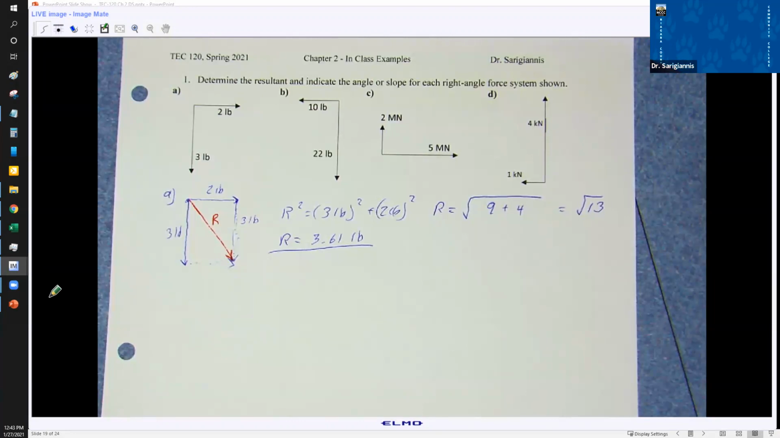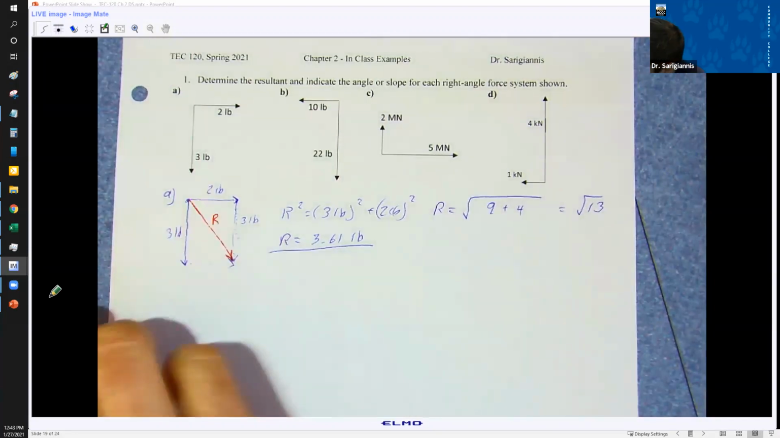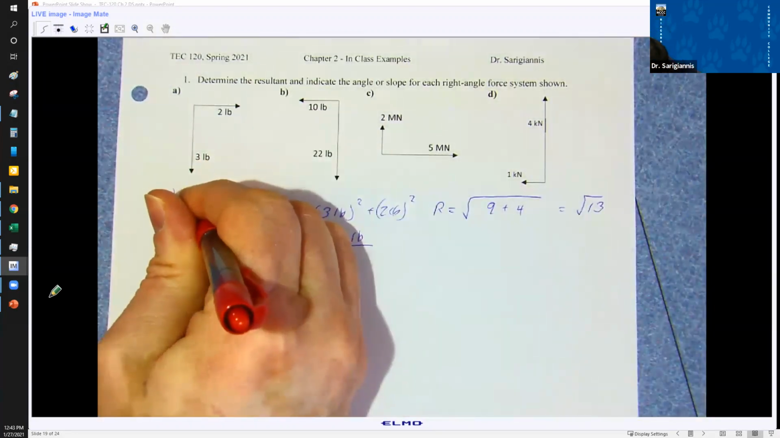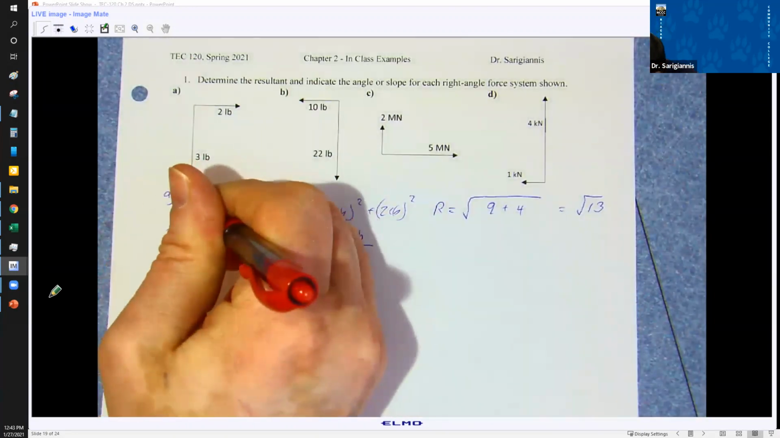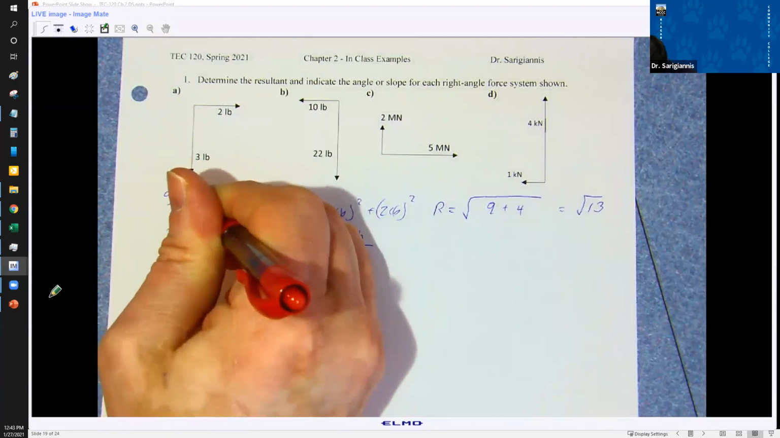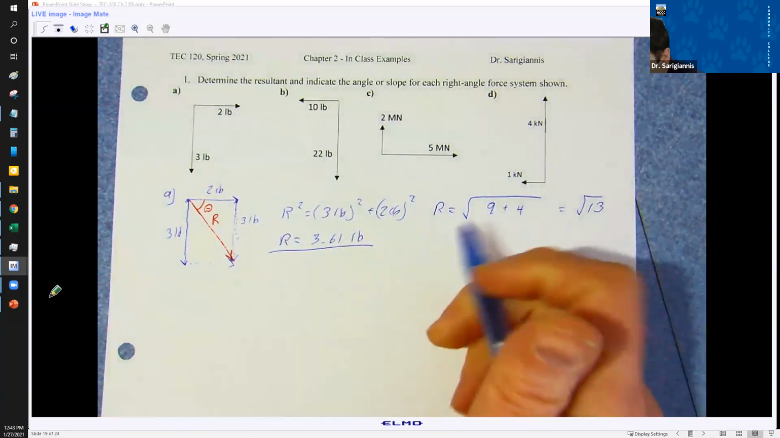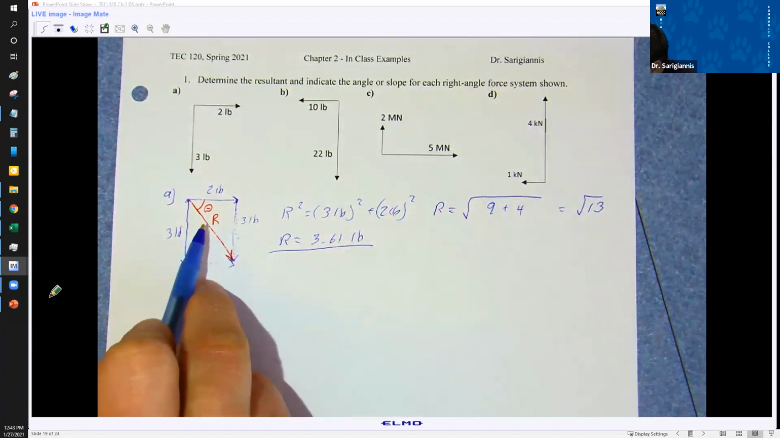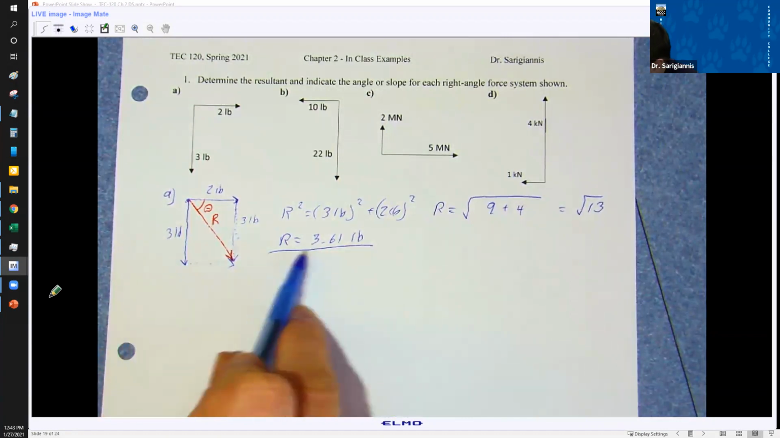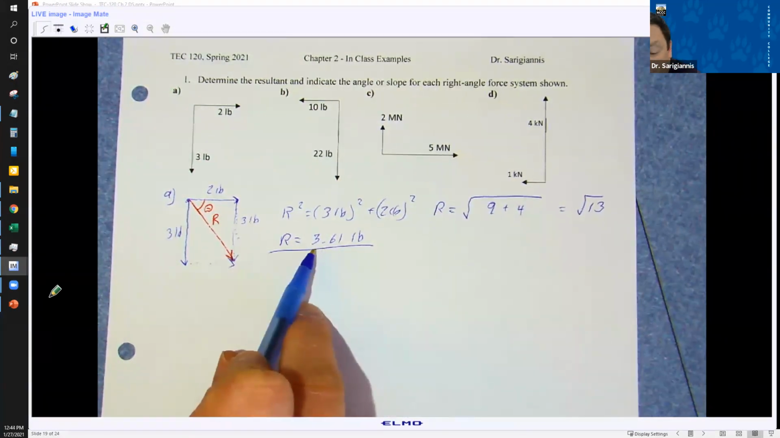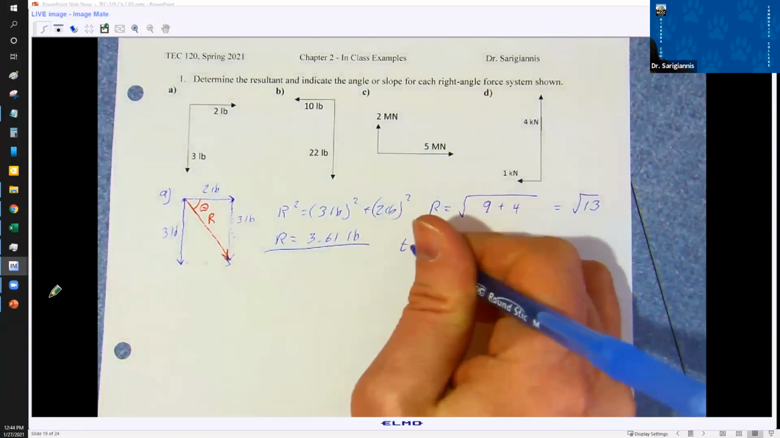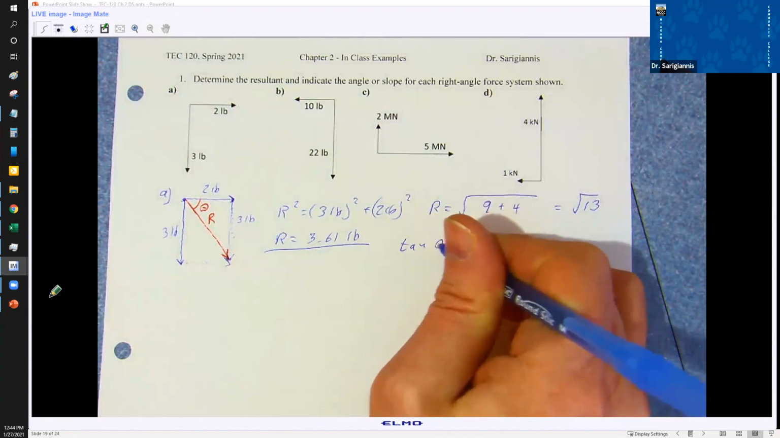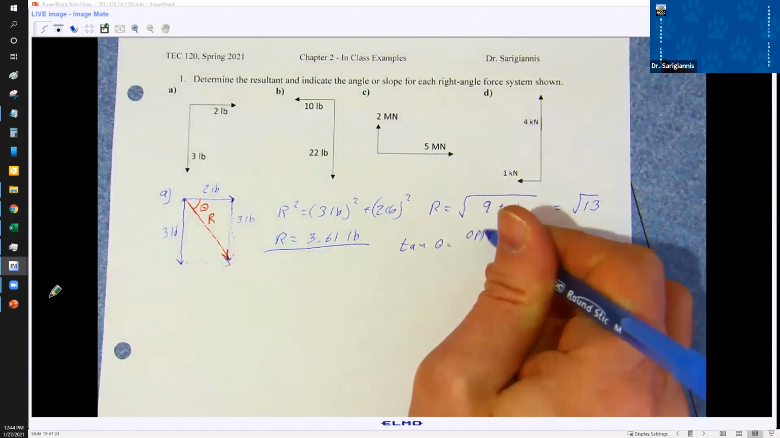There are a few different ways to specify this. I'm going to look for the angle here, and I'll call this theta. Now I can use a few trigonometric functions. I already know the magnitude of R, but I can use the tangent function as well. So remember, tangent of theta is going to be opposite over adjacent.